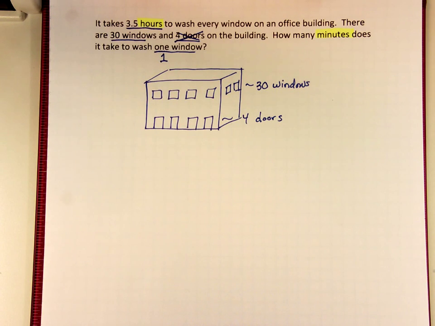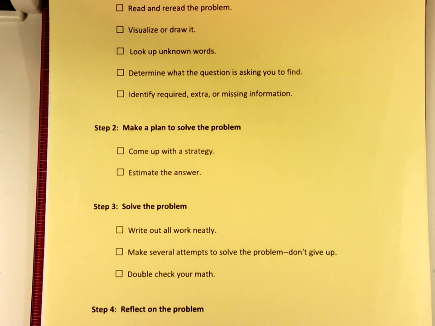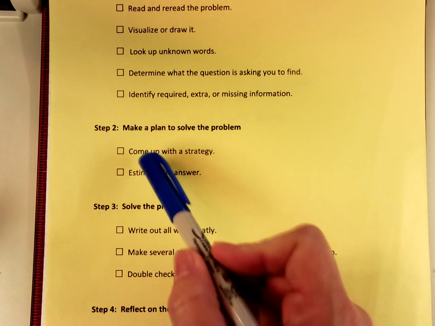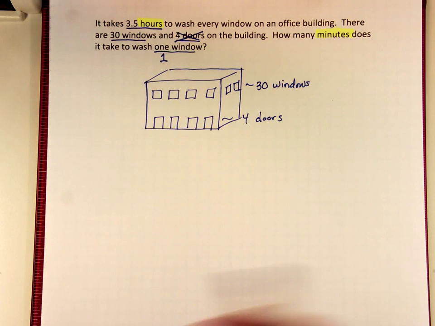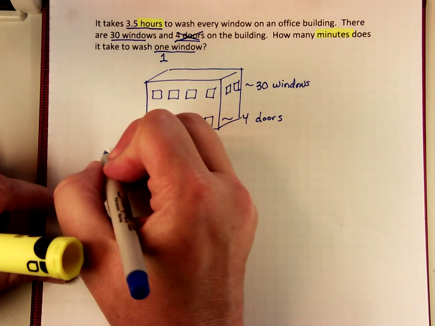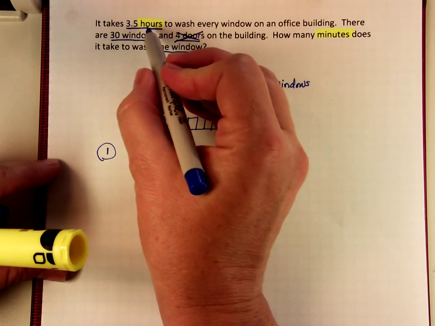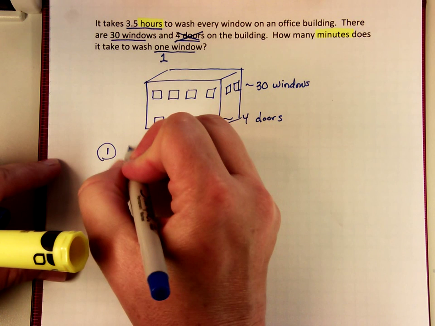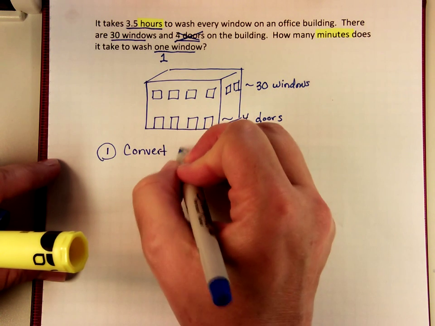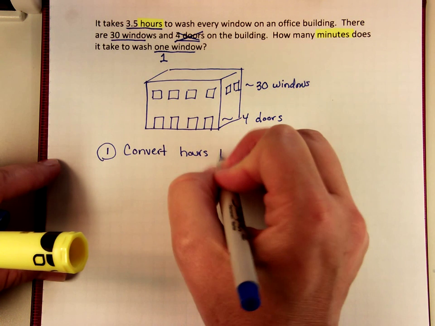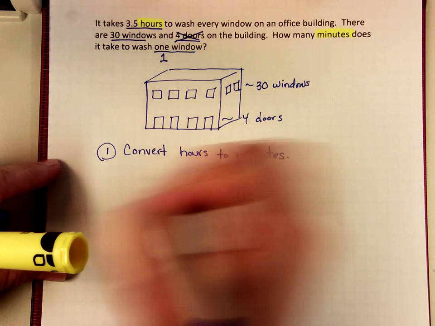Now we're on step 2, which says, make a plan to solve the problem. Come up with a strategy and estimate the answer. Well, we talked about it already, but I'm going to need to convert hours to minutes in order to do what the problem is asking. Convert hours to minutes. That will be my first step.